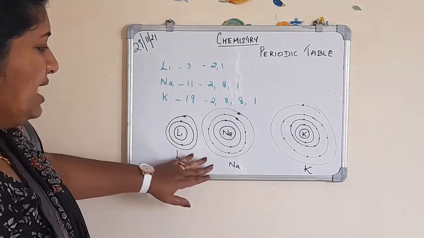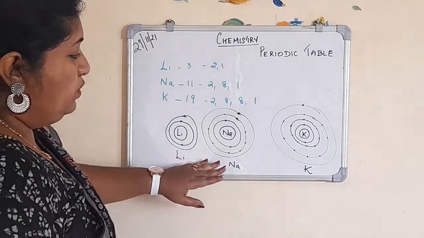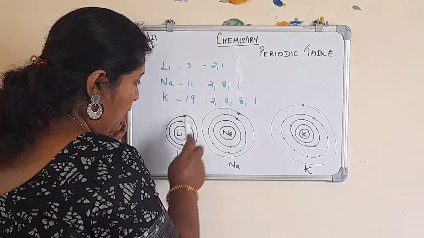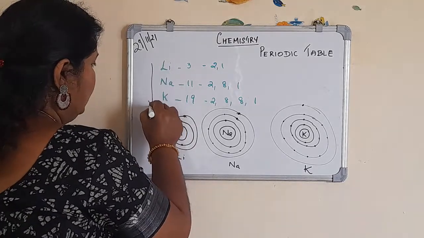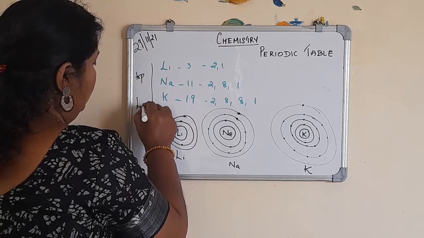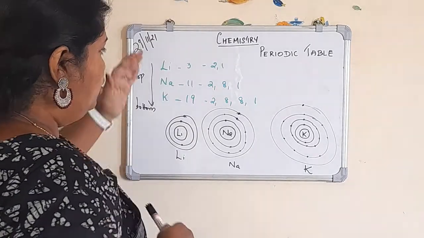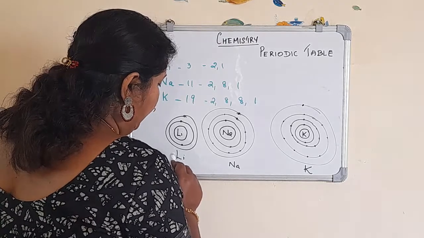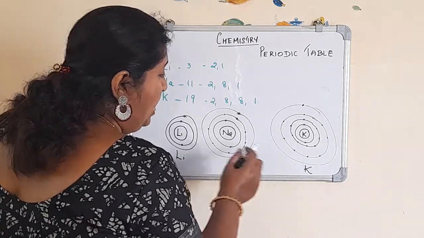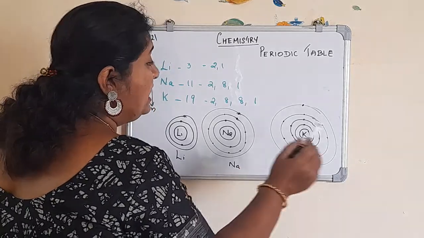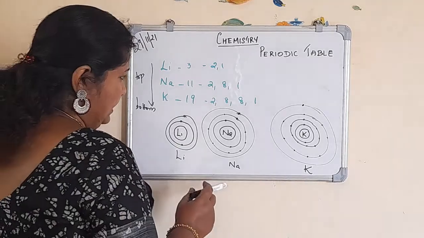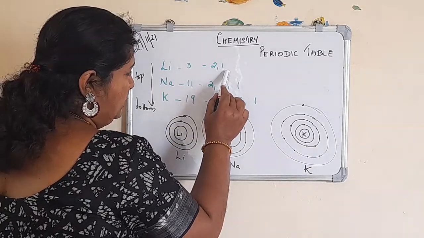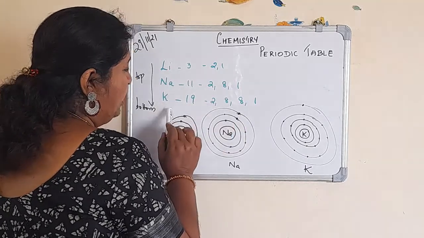As you look at the Bohr atom model of these 3 elements, lithium, sodium and potassium, you can find something. What is it? The size of the atom as you move down the group, from top to bottom. As we come from lithium to sodium and then to potassium, the size of the atom increases. The number of shells keeps increasing. For lithium it was only 2 shells, for sodium it was 3, and for potassium it is 4.